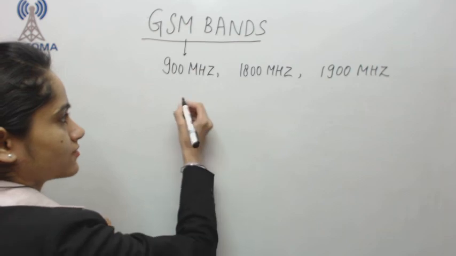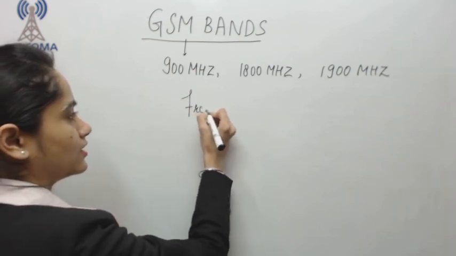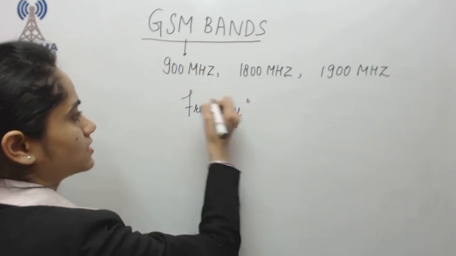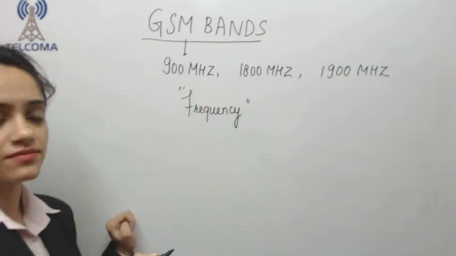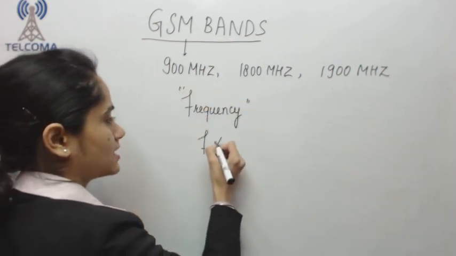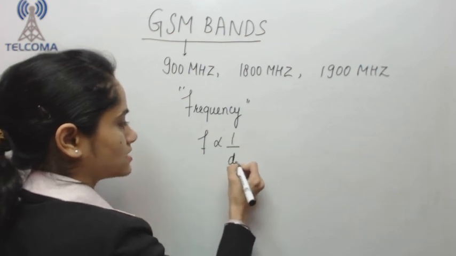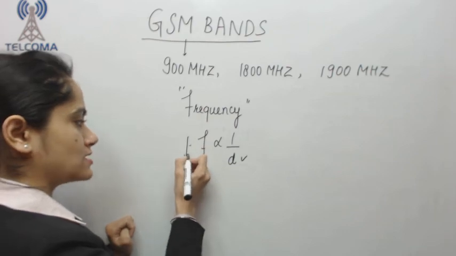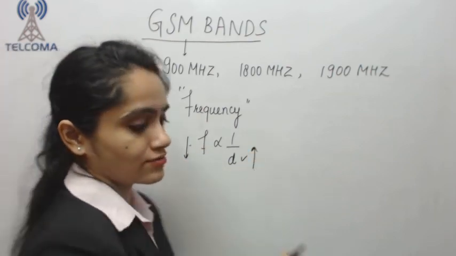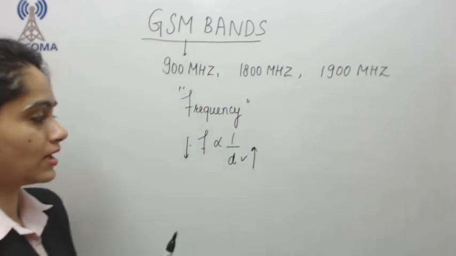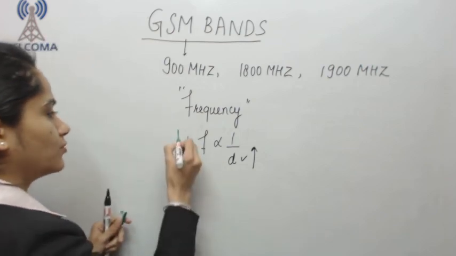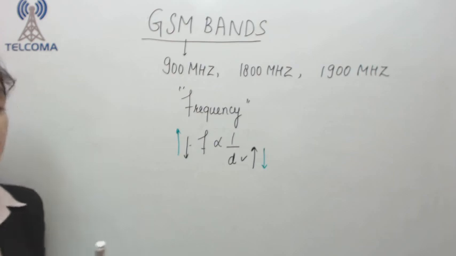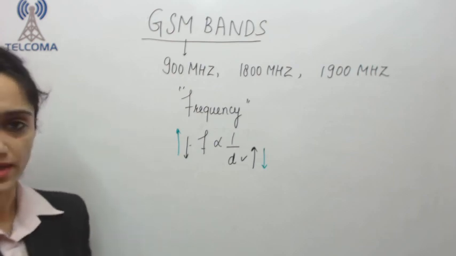For radio communication we require frequency. We have a relationship between the frequency and distance: frequency is inversely proportional to distance. If you have lesser frequency, the greater the distance it will cover, and if you have more frequency, the distance covered will be less. That means they are in inverse relationship to one another.